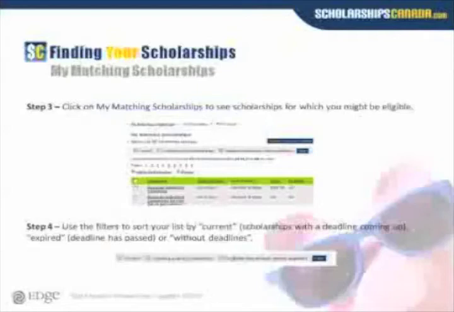And also, one of the key points of when you get your matching scholarships is that you can sort through them using this taskbar right here that my mouse is hovering over. Basically, you can sort by current, including expired, and including scholarships without deadlines. By default, you'll see only the current scholarships, so the ones where the deadlines have not passed.